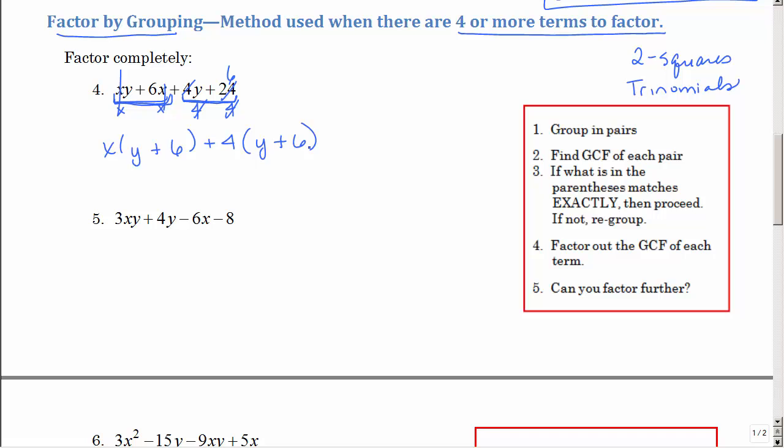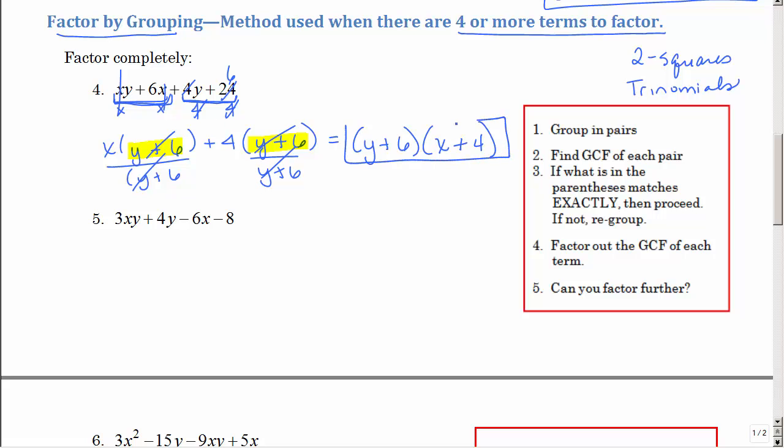Now is the question of, can you keep going? Do we have something that matches exactly? Yes, we do. So now we keep going and factor that as the GCF. So we're going to take out the y plus 6, and if we divide each of those by y plus 6, what are you left with? The x plus 4. So you want to group. Within each group, take out the GCF, then see, can you keep going and factor further? If we don't have something to match, then we have to regroup.